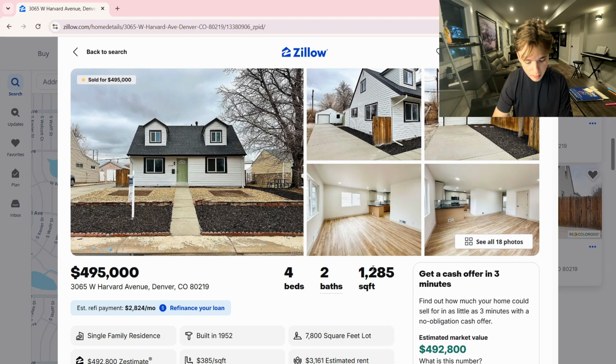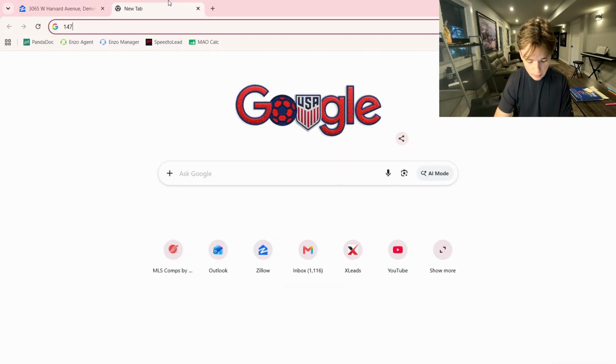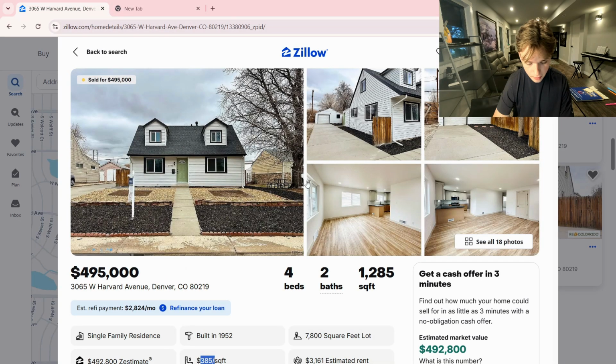Now, what I see a lot of beginner wholesalers do is say this is 1285 square feet. It's $385 a square foot. So I'll just multiply that by what I have. So 385. Our ARV would be 545. Now, if you use that logic, then you could sell the house for about $550,000. Unfortunately, that's not how it works.